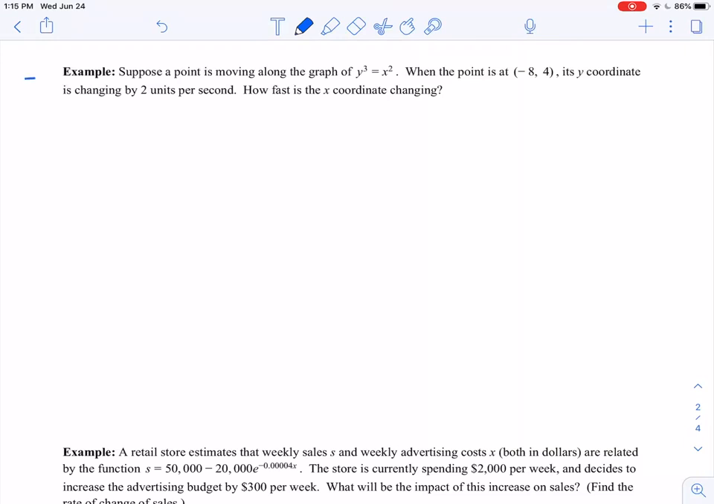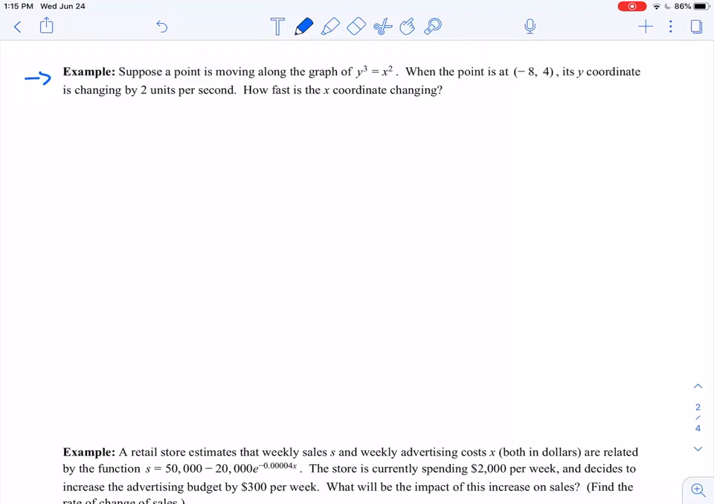So the first example we'll look at, suppose that we have a point that's moving along the graph of y cubed equals x squared. When the point is at (-8, 4), its y coordinate is changing by 2 units per second. How fast is the x coordinate changing?